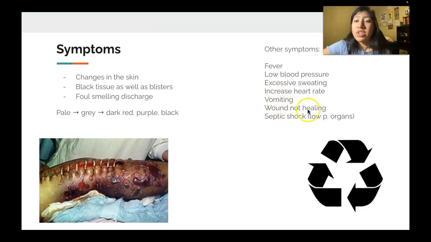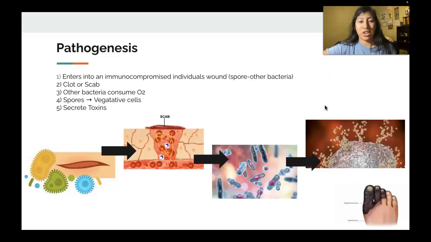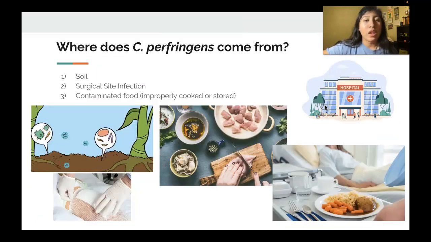So the wound is not healing because in order for the wound to heal, it has to have oxygen, or the rate of healing increases if you have oxygen. But this infectious agent really doesn't like oxygen, so the wound is not going to heal at the rate it should heal. And septic shock is due to the low blood pressure, so your organs are going to start malfunctioning if it gets that severe.